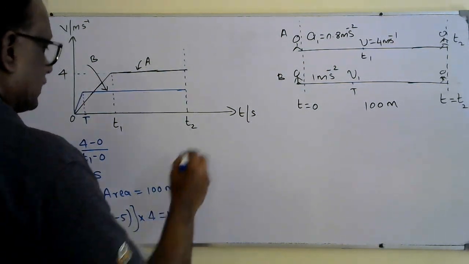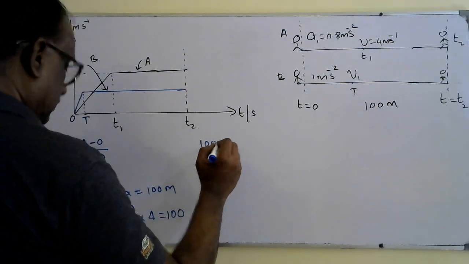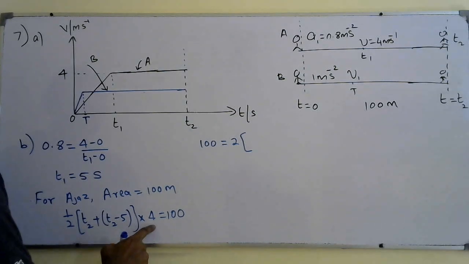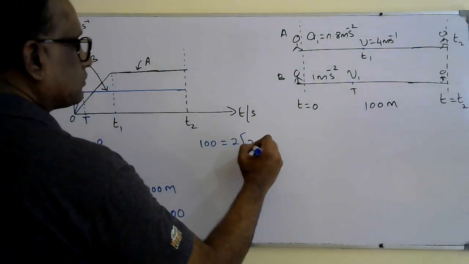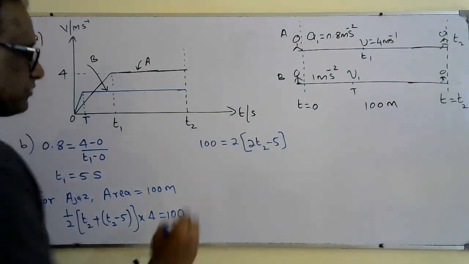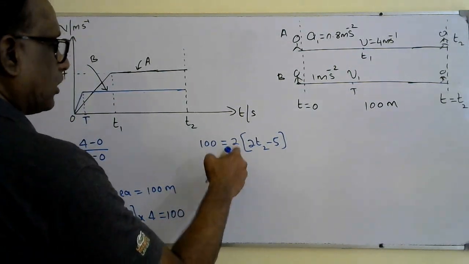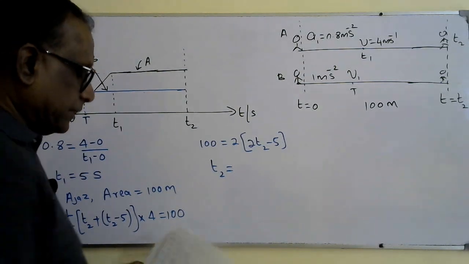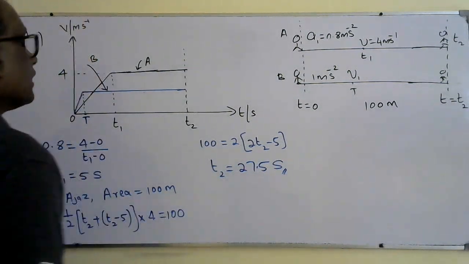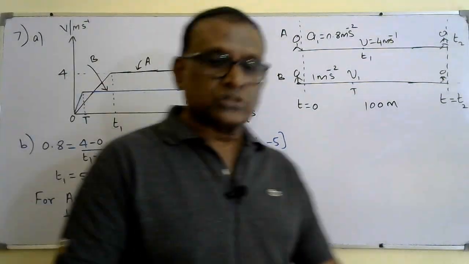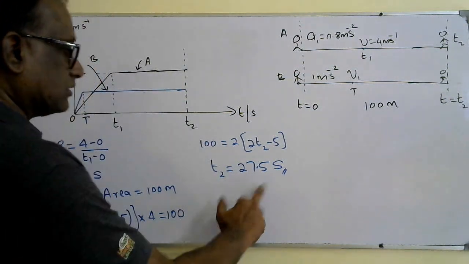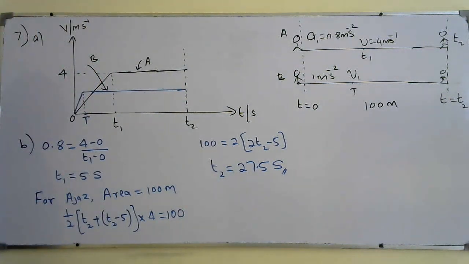So from that, 100 equals half into 4, into 2t2 minus 5. Solve it for t2. You know how to solve this. That will become 27.5 seconds. The time taken by the other child is also the same, because they start at the same time and finish at the same time. But they asked for Ajaz, so the final answer is 27.5 seconds.